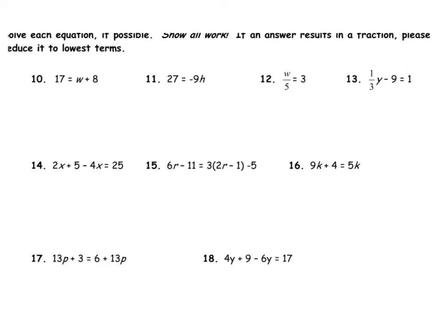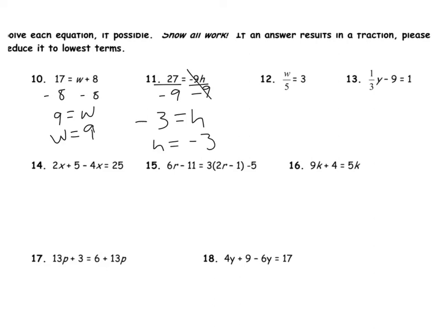Now numbers 10 through 13, actually all of these, we just have to solve the equation. On number 10, I would minus 8 from both sides. That would give me 9 is equal to w, or w is equal to 9. On number 11, instead of multiplying by a negative 9, I'm going to divide by a negative 9. That cancels, leaving you with just h. 27 divided by a negative 9, well, positive divided by a negative is a negative. And 27 divided by 9 is 3. So h is equal to negative 3.